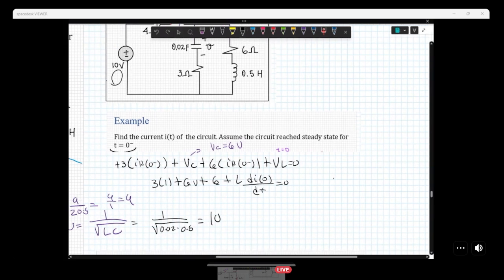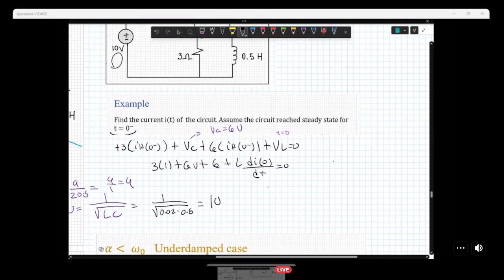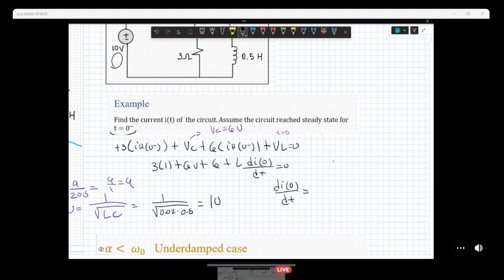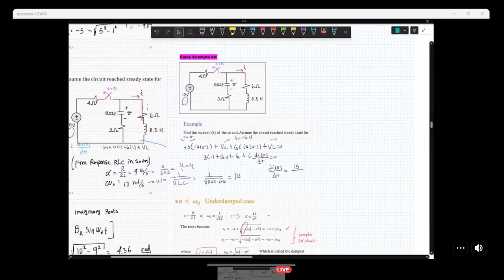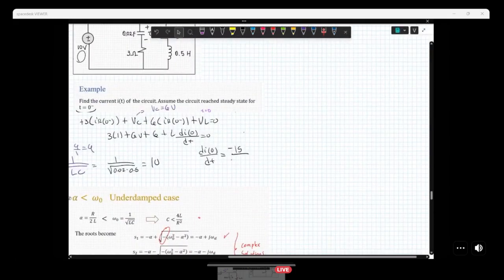So I add these all up. So I get 12 plus 3. So I get di(0)/dt equals, 12, no, 15. 15? Yeah, I got it. Divided by, I know this is negative, divided by L, which is 0.5, which just doubles it, which gives you the 30 amps. Yeah. Yep.